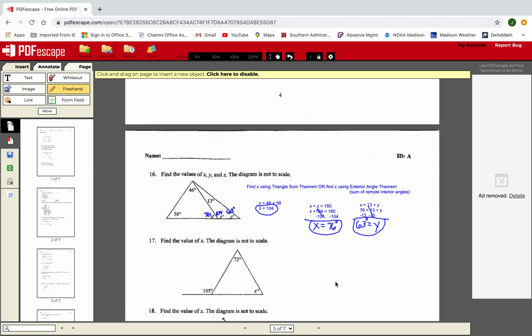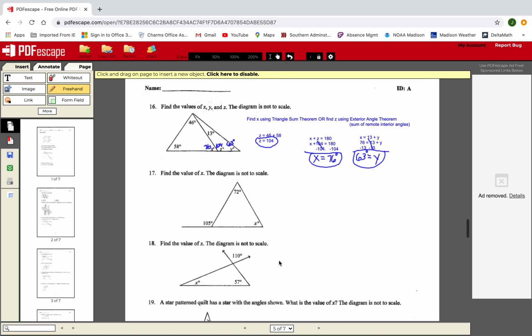And welcome back. Here we are, starting off with 17. Let's go ahead and switch colors. Let's go to green. All right, this is find the value of x. And here we have an exterior angle. So we are going to be talking about the exterior angle theorem again.